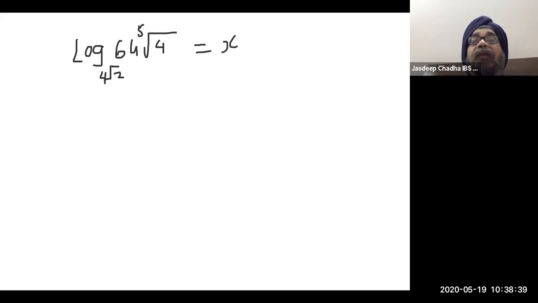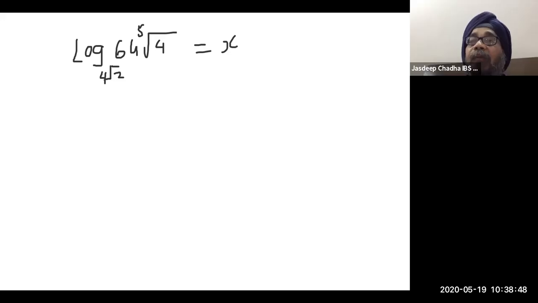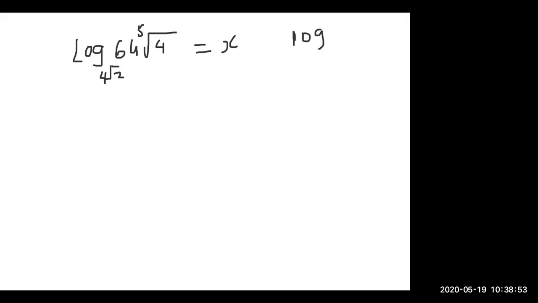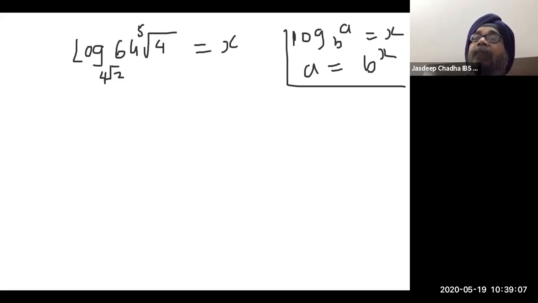You want to try it or shall I do it? Please do it, sir. We'll try. I know. We'll solve it. Now, I told you a formula that if log a to the base b is equal to x, then a is equal to b to the power x. This is the formula.